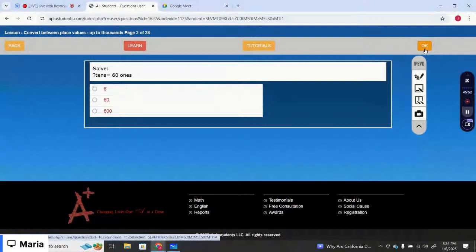60 means how many tens? That is 6 tens. So 60 ones is 6 tens.